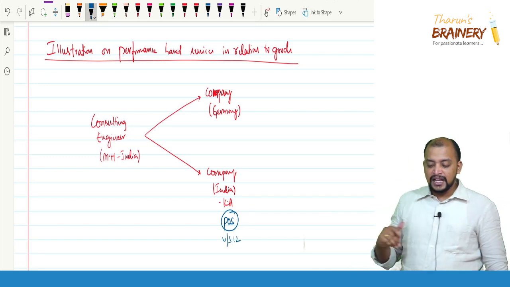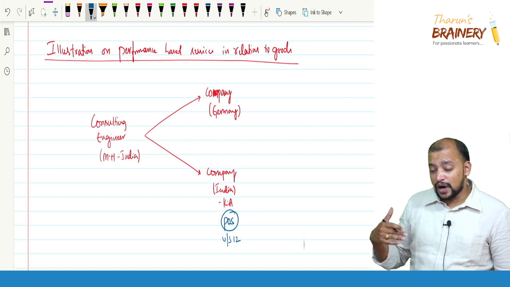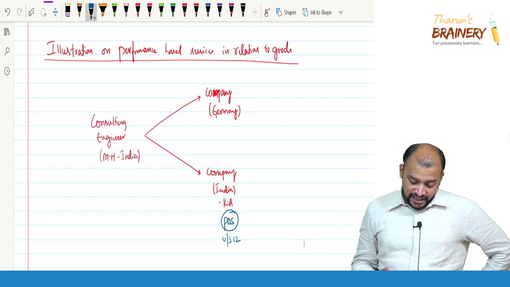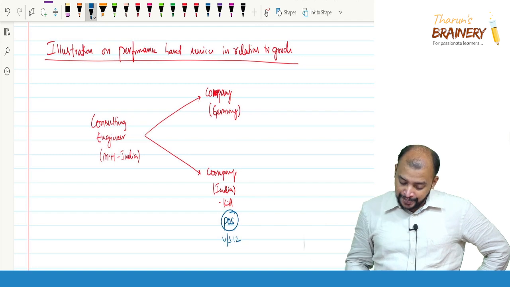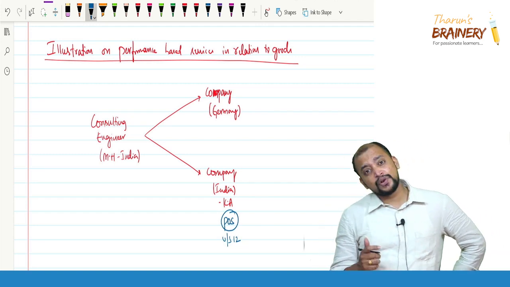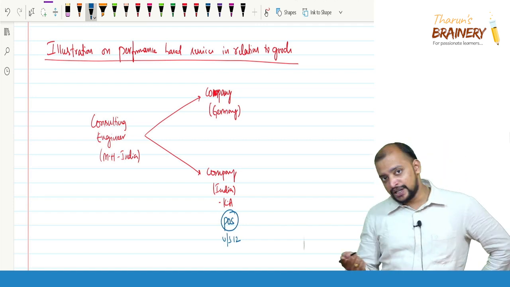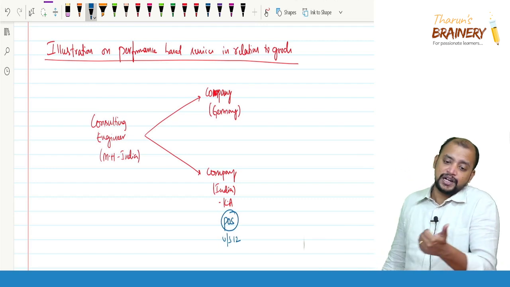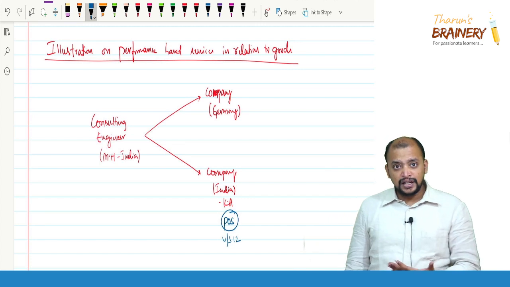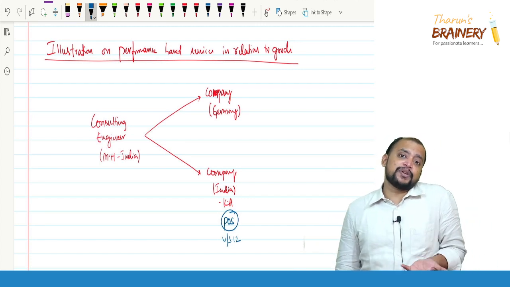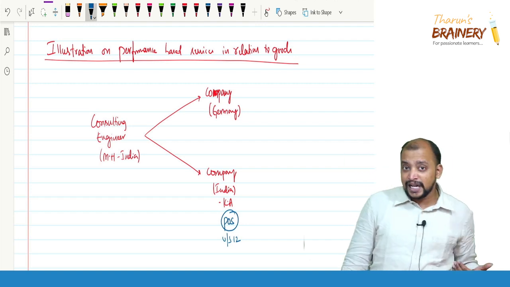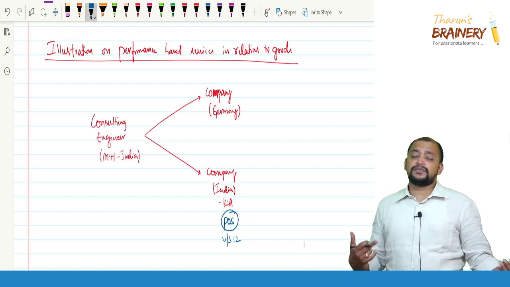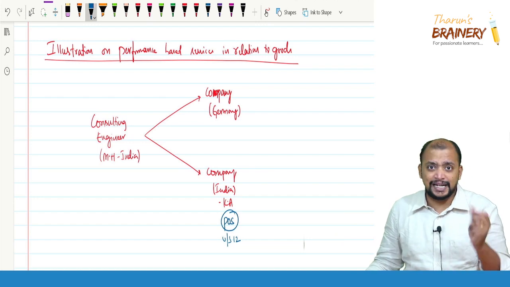Whereas if the service recipient is outside India, in Germany, then what do we need to see? Whether physical presence of the goods is required or not. If physical presence of the goods is required, it means either the consulting engineer is going to Germany or the goods are coming to India, correct? If he is going to Germany, then the location where the services are actually performed will be taken. If the goods are coming to India on which he does the services, then also the location where services are actually performed, that is India, will be taken as the place of supply.